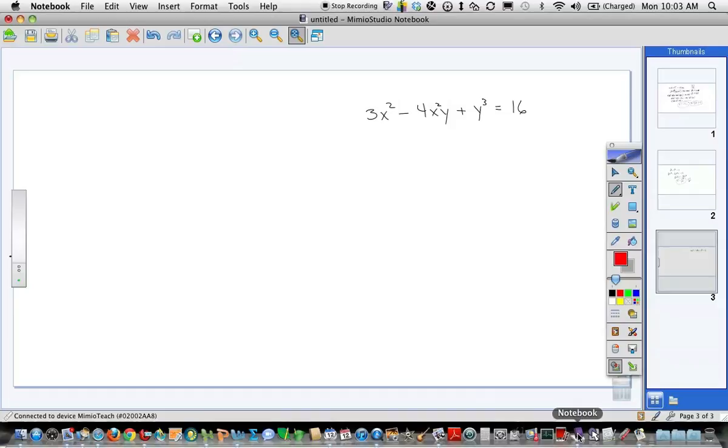That's the way the ones on the gateway test are going to look for the most part. Chances are pretty good they're going to look like that. This is called implicit differentiation.